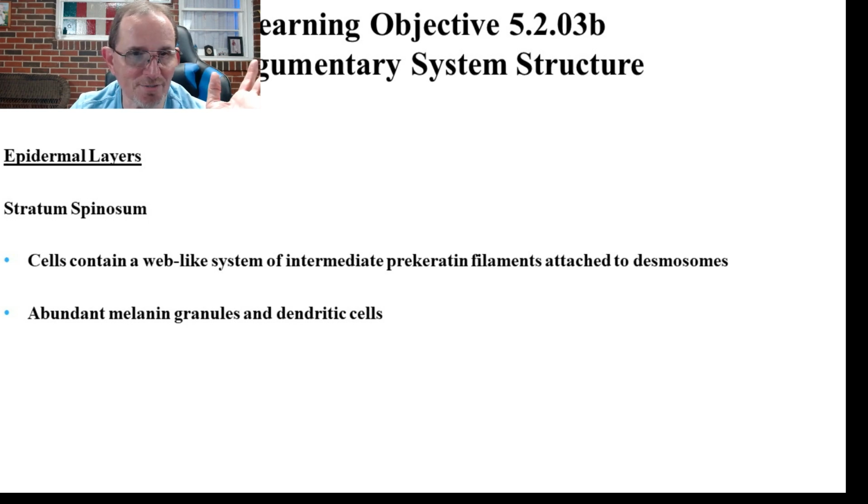They're attached by those desmosomes, and they're starting to make the keratin precursors. And they've got a lot of the melanin granules, because they're the area where you put that sunshade over the stratum basal. Also have dendritic cells there, because if something gets in through the skin, we want to know about it as soon as possible so we can respond and not let it get out of control.